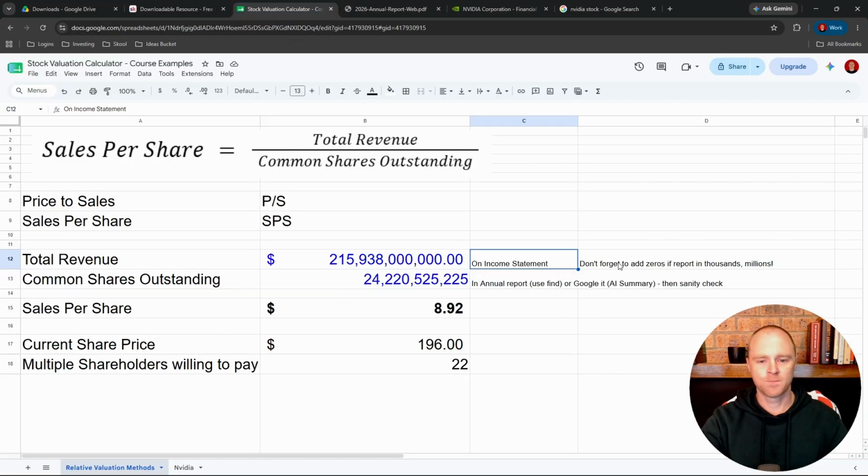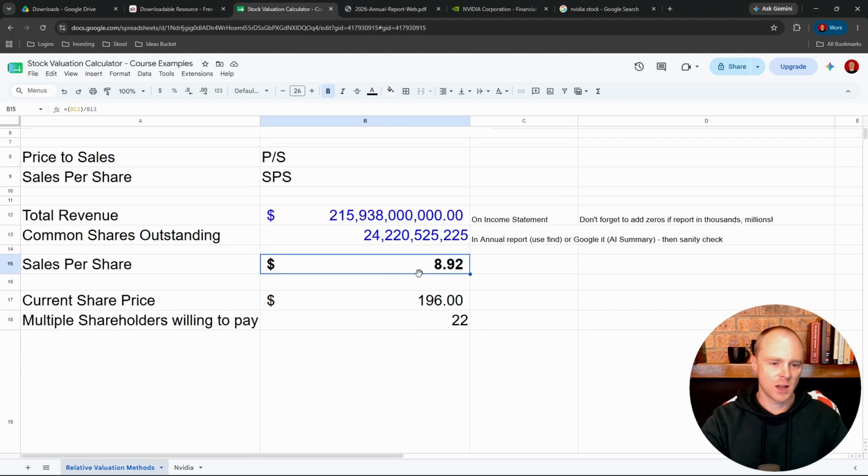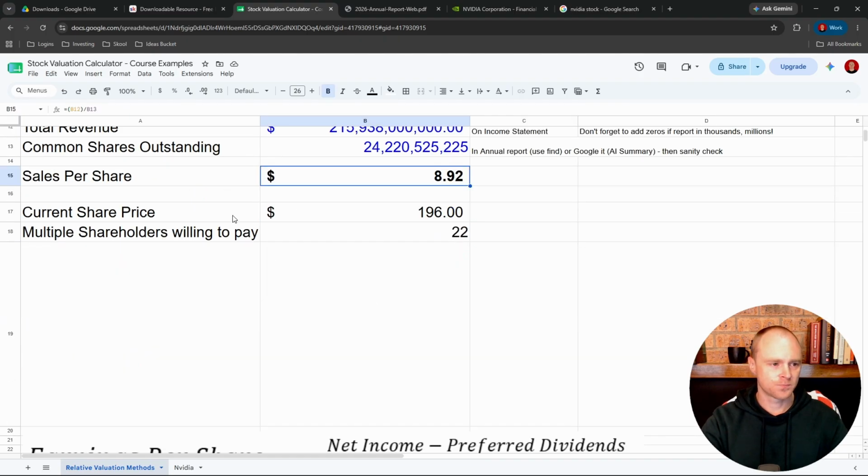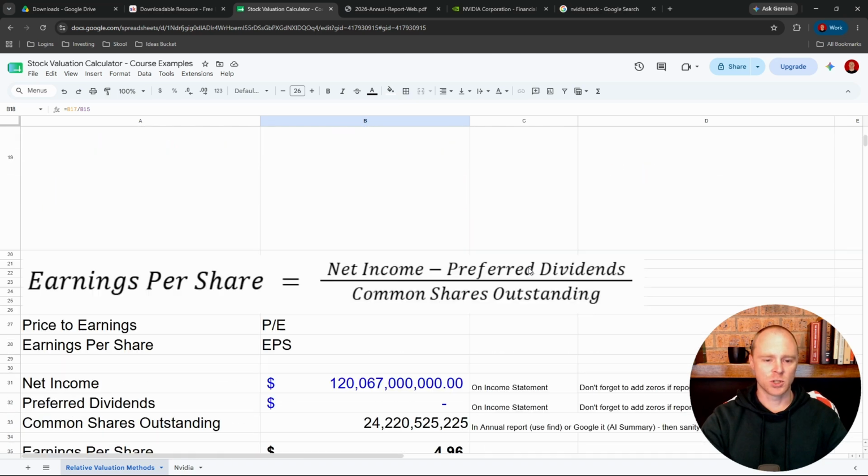So we plug that in. We've got to remember that that value was in millions. So we're going to add 6 zeros, and then we get a value of $8.92. Our current share price is actually 196 at the moment. And what that means is we're getting a multiple of 22 times that sales per share.